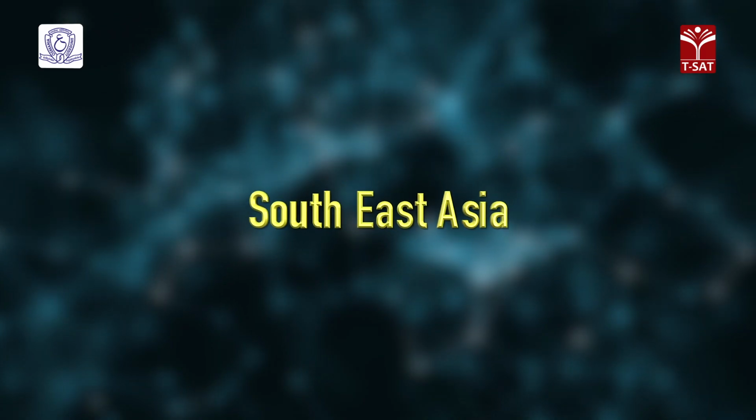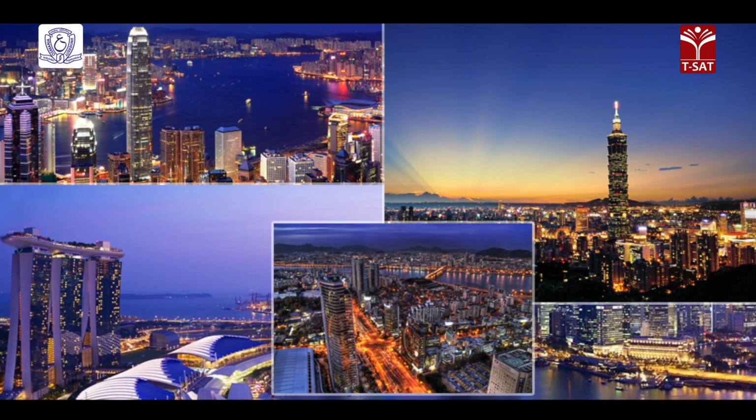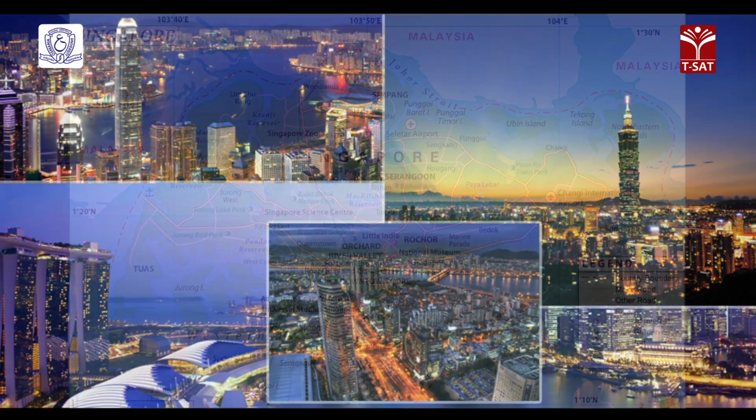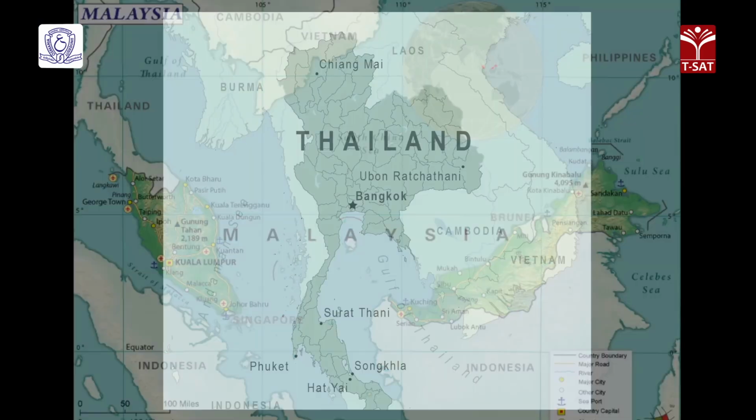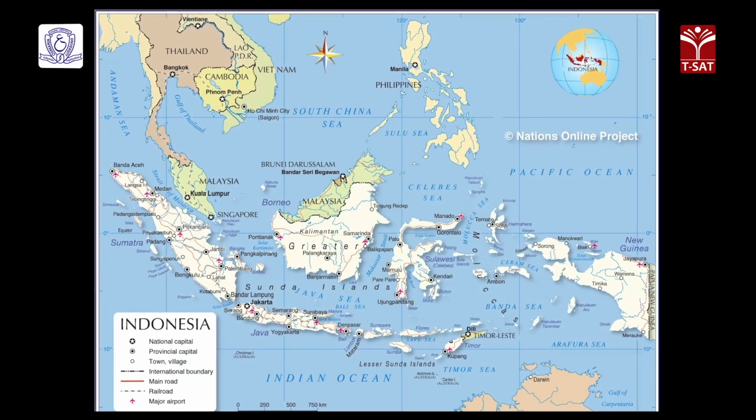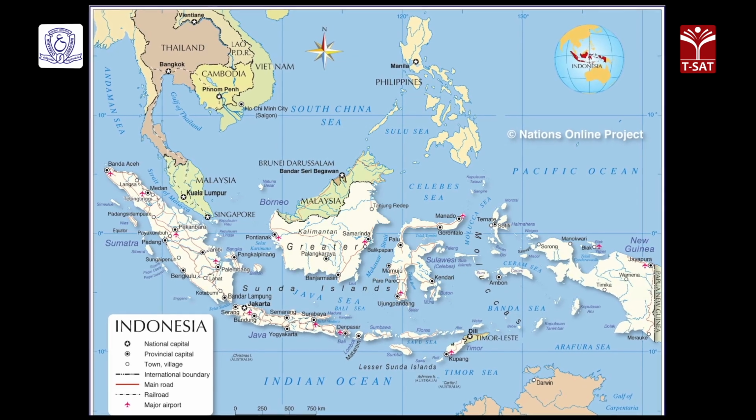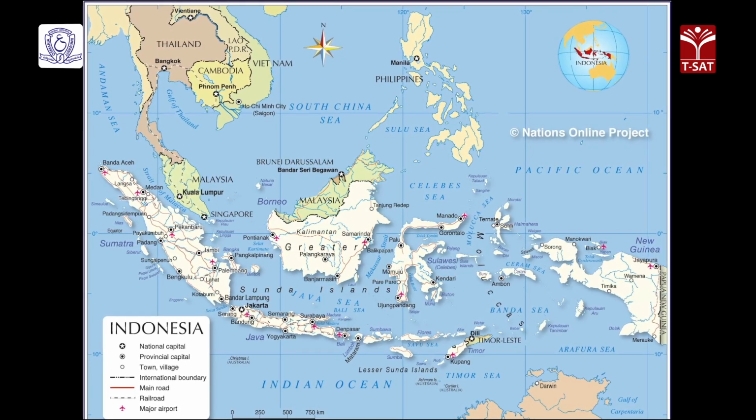Now let me take you to Southeast Asia. These countries include the Asian tigers, as I mentioned before also: Singapore, Malaysia, Thailand and Indonesia. These 4 countries are known as the Asian tigers. They are multicultural regions of the world.